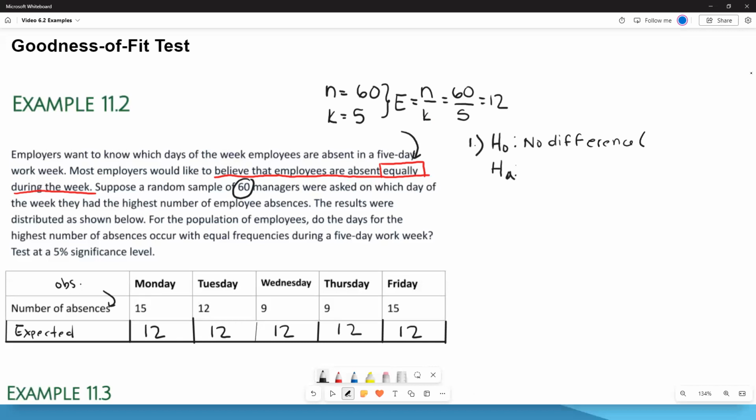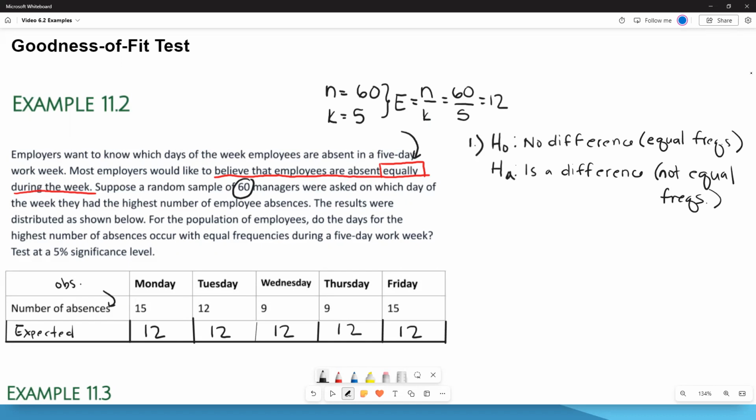In other words, we are saying that those absences occur with equal frequency. Our alternative is that there is a difference. And in this case, that would be not equal frequencies, meaning some days you have more people absent than others.